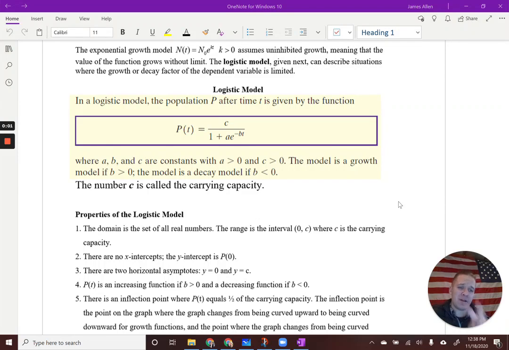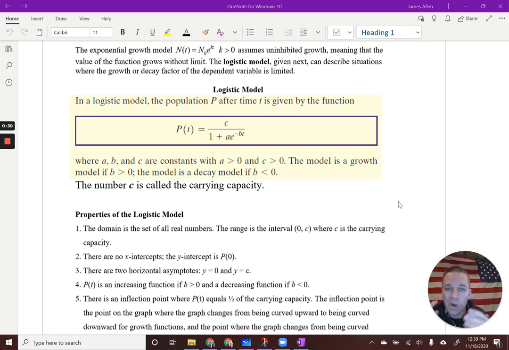It is time for part 2 of 5.8 here. We're going to be dealing with the logistic model. With our exponential growth model, we assume uninhibited growth, meaning it just grows without bound, right? It just keeps going. But we know that a population of, say, deer or rabbits is not just going to keep going to infinity. Something is limiting it, right? It has what we like to call a carrying capacity, okay?